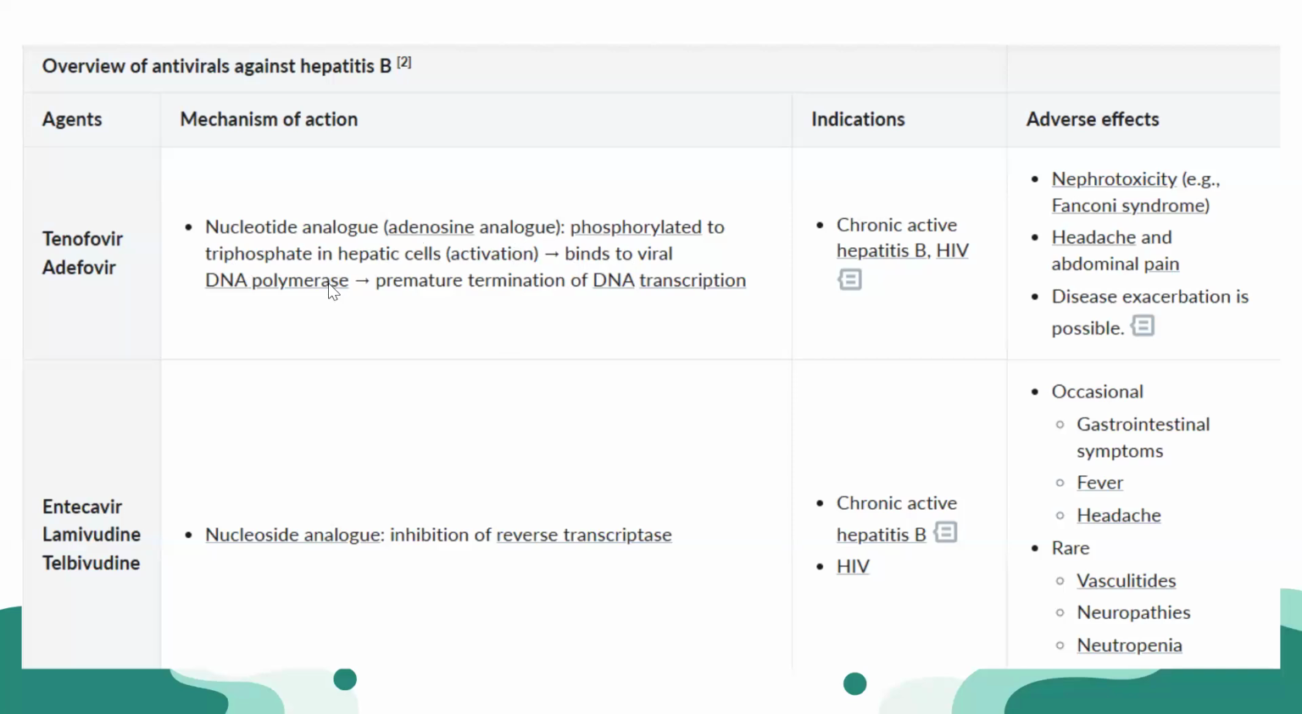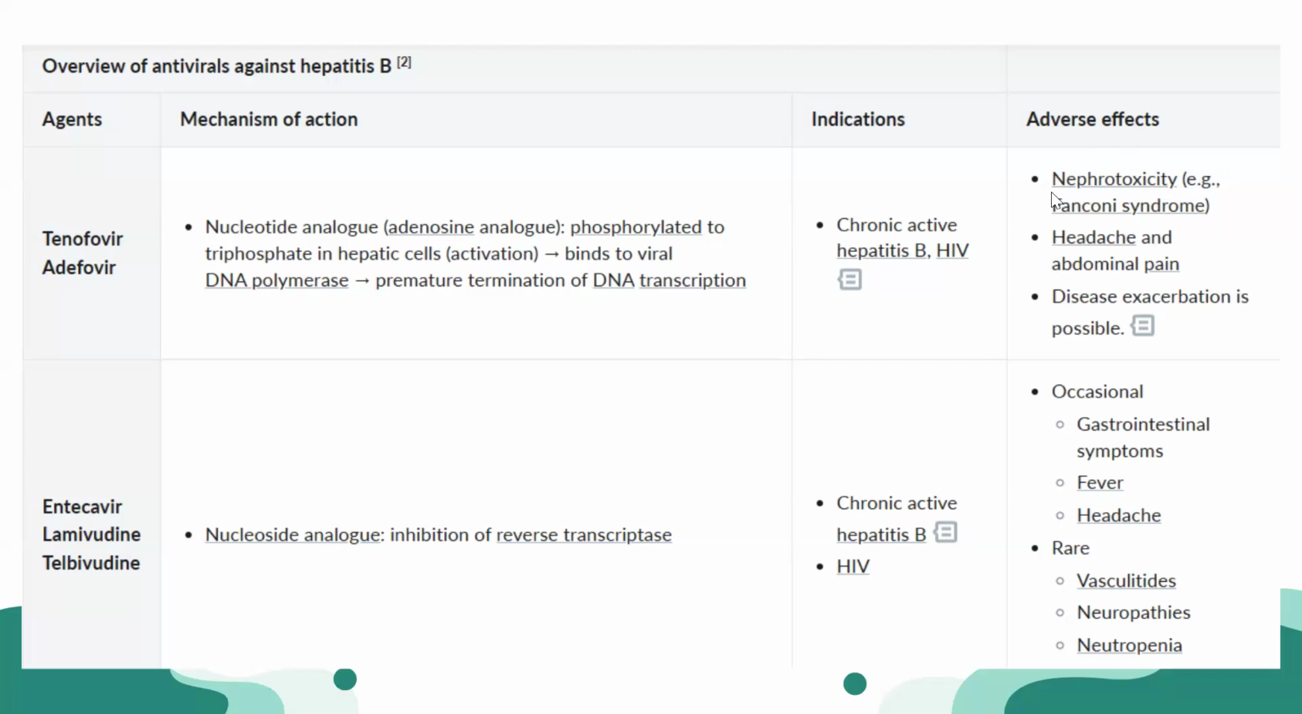What it does is that now that it's bound to the DNA polymerase, it is no longer able to act on the viral cells. And so that is why there is a premature termination of DNA transcription. There's no more transcription occurring, since one of these molecules is attached to the polymerase and stopped the transcription. Indications for this would be chronic active hepatitis B and HIV.